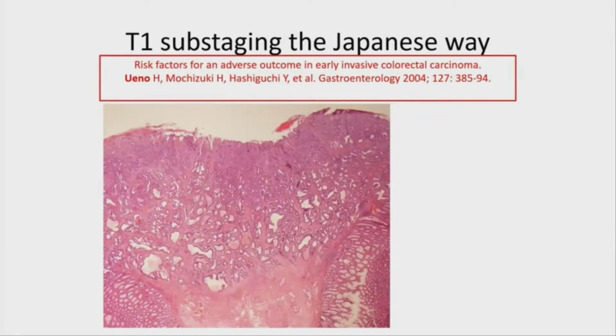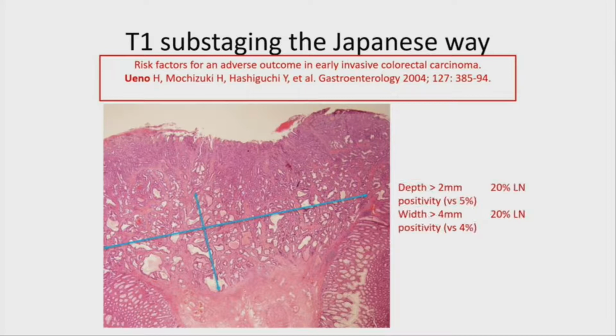In recognition of these difficulties, then an alternative method of measuring the depth of invasion beyond the muscularis mucosa and the width of invasive malignancy provides us with a different risk assessment system, recognizing that if there is more depth and width of 2 millimeters and 4 millimeters respectively, then there is a 20% risk of lymph node involvement.